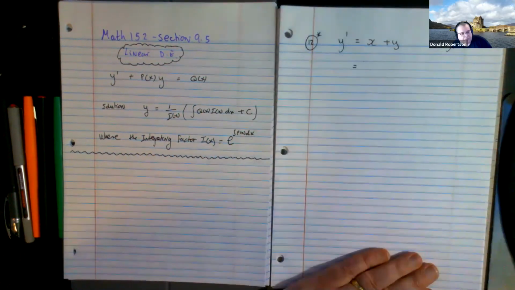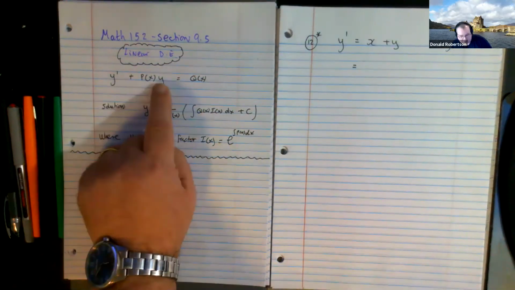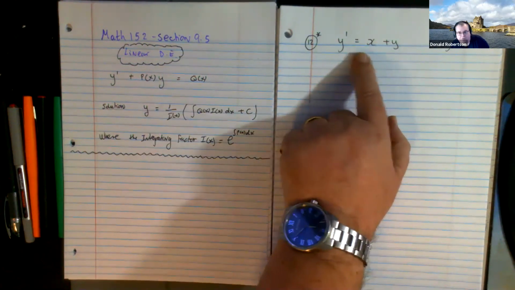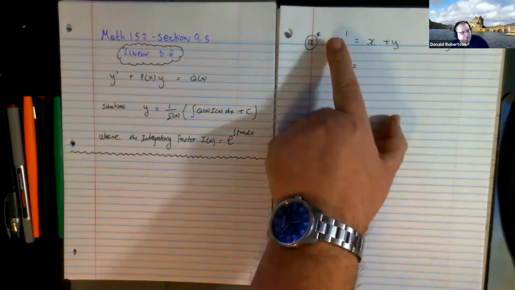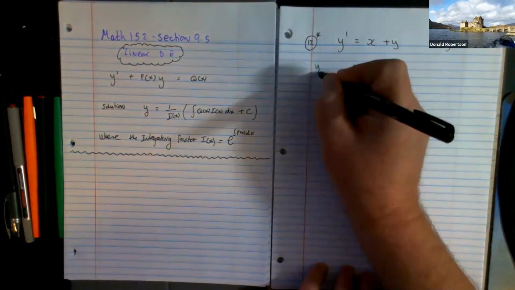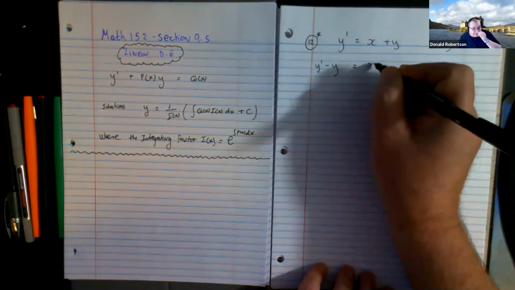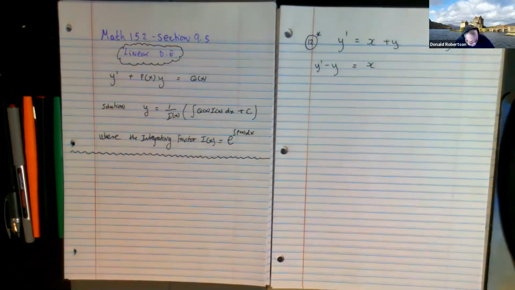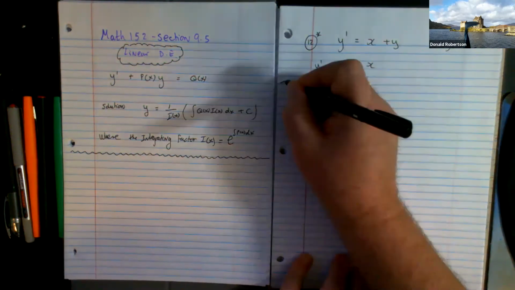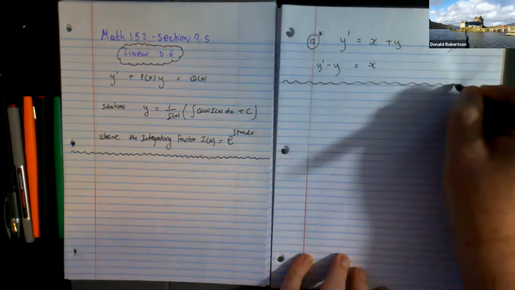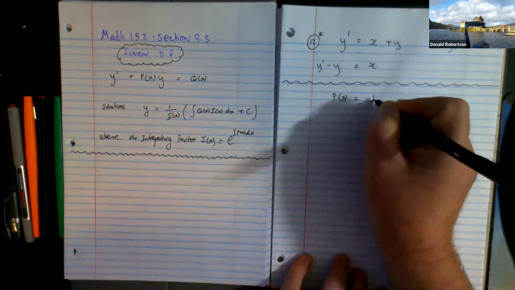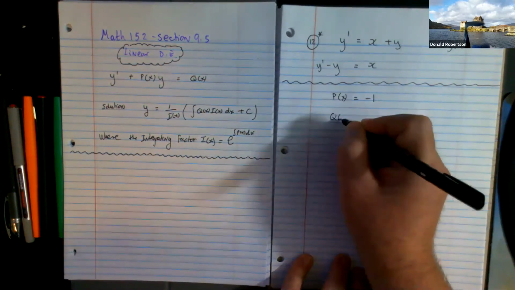Now I'm looking at the format that it needs to be, and although that's quite nice looking, shouldn't that y be over here next to the derivative? So I'm going to subtract y from both sides. Are you comfortable with that? Why I needed to do that so it looks like this. That tells me that p of x is the number -1 and that q of x equals x.